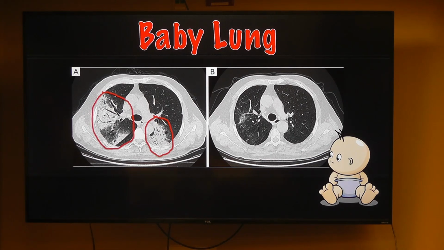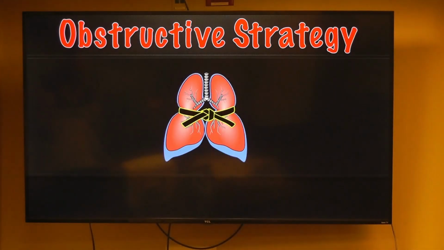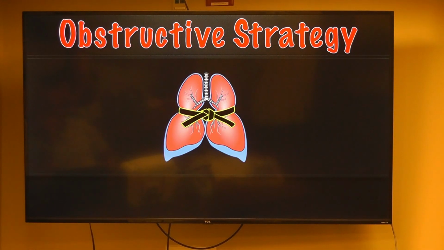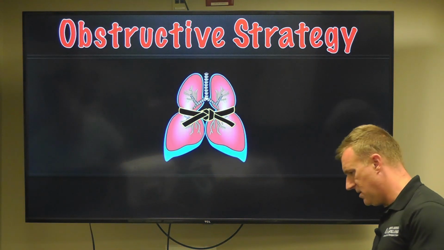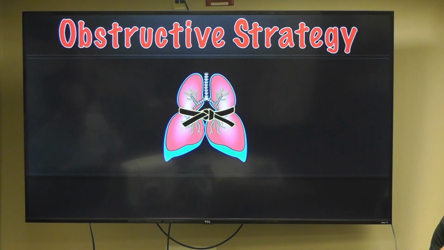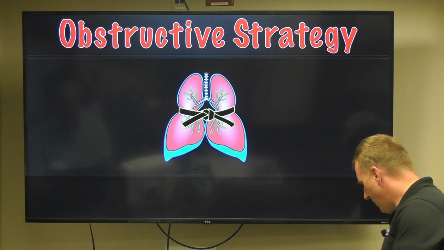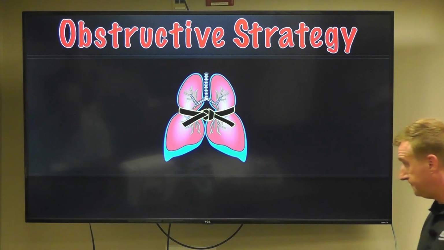We're going to try and recruit those using some different strategies. But in the meantime, we need to make sure we understand we can't over-distend the good lung and cause it to be bad lung. Everybody tracking there? Okay. So we're going to talk a little about the obstructive strategy. What pathologies did we say this was? Right, so our asthma and COPD patients.